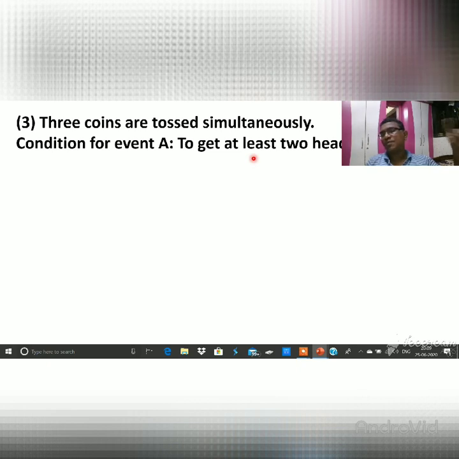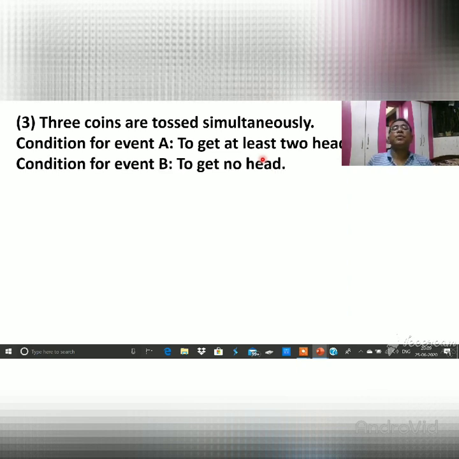Okay, just like minimum 10, you write minimum 10 and greater than 10 also. In such a way, here is at least 2 heads, means you write 2 heads and greater than 2 also. Then B is the event to get no head. Here, no head, don't want head. So here only want 10.